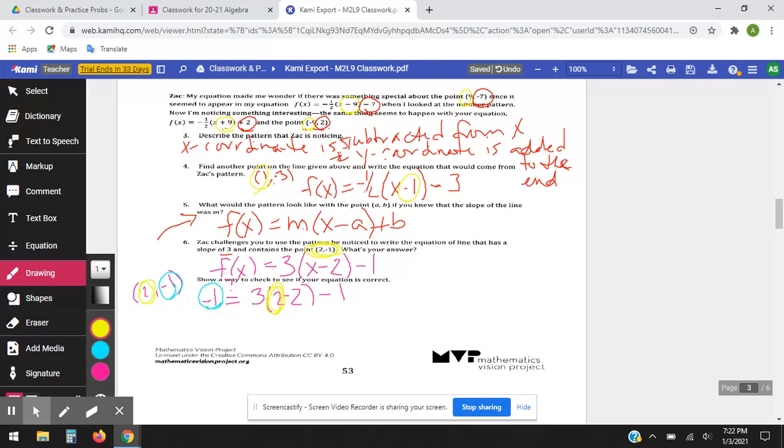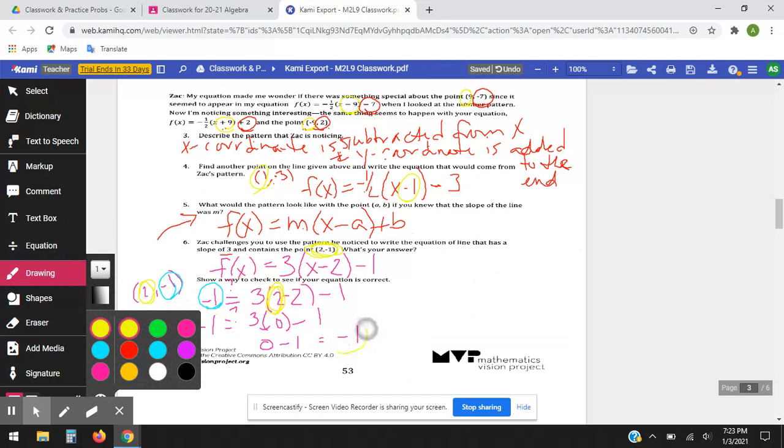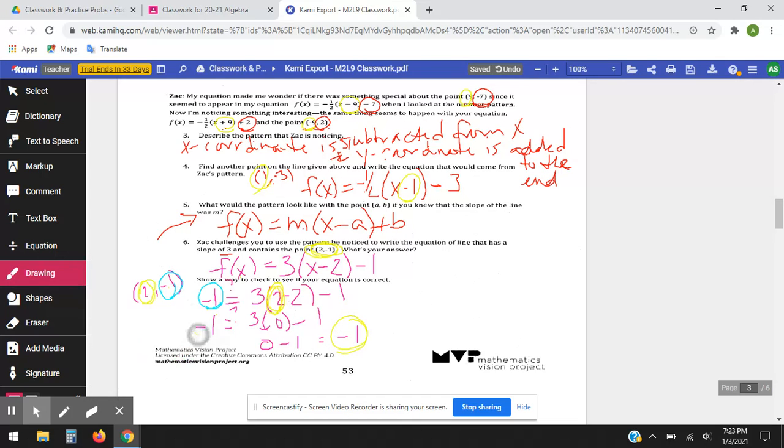So from here, back to my colors. Negative 1, does it equal 3 times 0 minus 1? 3 times 0 is 0. 0 minus 1 equals negative 1. So yes, negative 1 does equal negative 1. So we've just proved that it works.